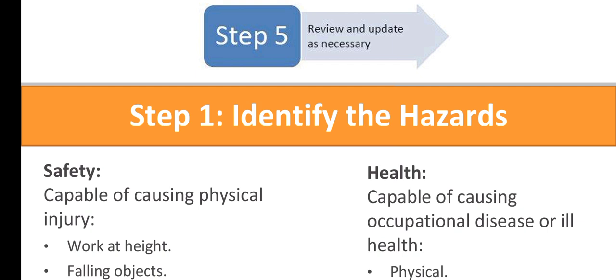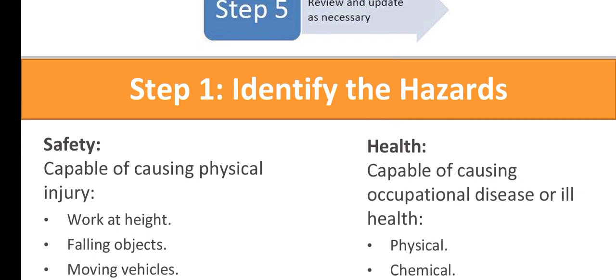So in today's lecture I will explain the identification of the hazard, that is, how we will identify hazards for our risk assessment. So basically we are preparing the risk assessment for the workplace. So the first step in that risk assessment: identify the hazards. On one side are the safety hazards, and on the other side are the health hazards. Safety hazards are capable of causing physical injuries.